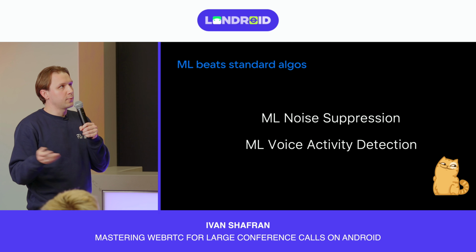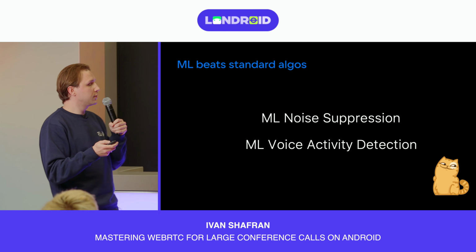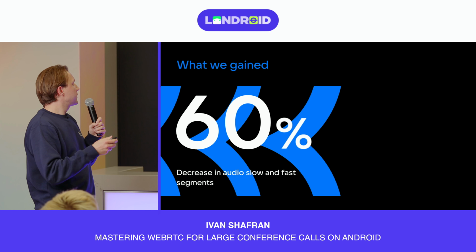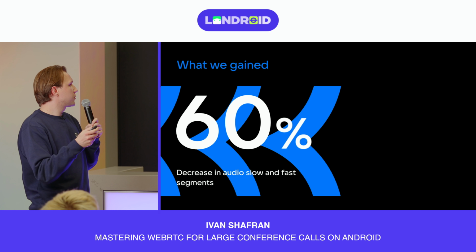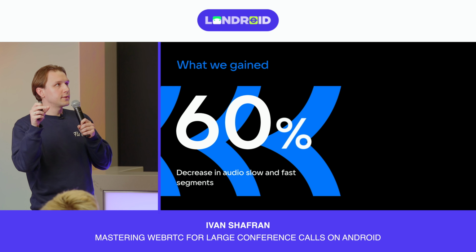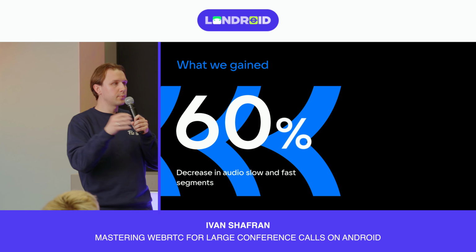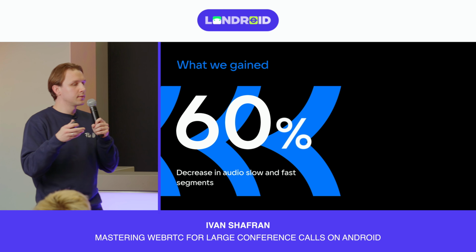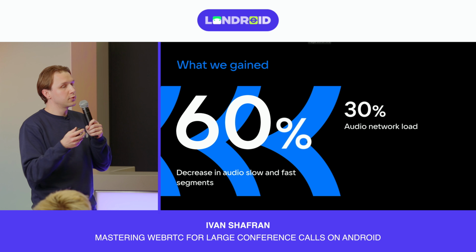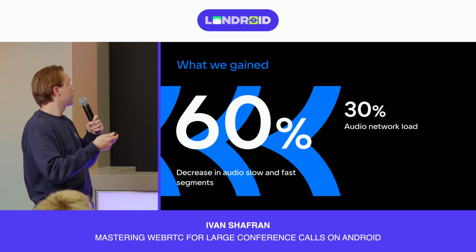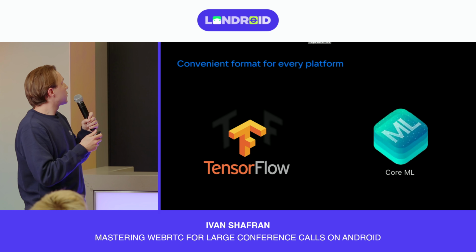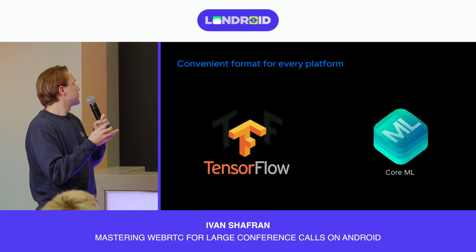Now we have AI and ML things, which are quite good, and we can try to use them also. There's some reference number that you can achieve. For example, there are problems like slow and fast audio segments, when you need to keep up with the voice and just play things fast or slow. So a custom noise suppressor that you may implement may help. And you can also reduce network load. For Android, we will use TensorFlow.